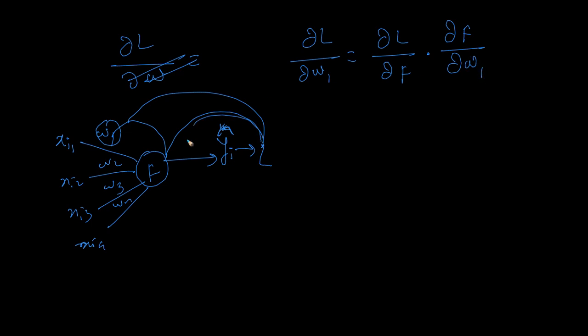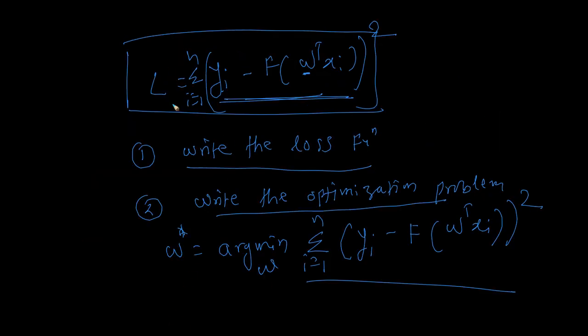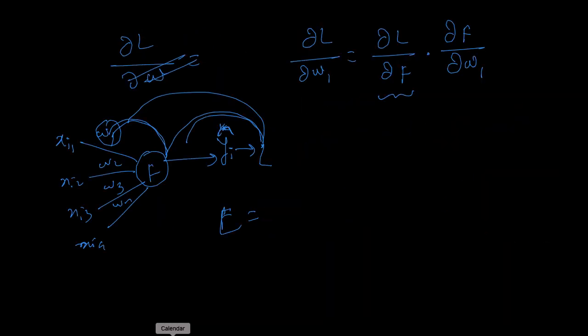So compute this derivative, then compute this derivative, right? Now what is this dou L by dou F? Let's compute dou L by dou F. We know L is equal to the loss function we have defined here. So this is our loss function. Let's write this loss function again, or I can compute the derivative here itself. So dou L by dou W1 is equal to, so let me go here.